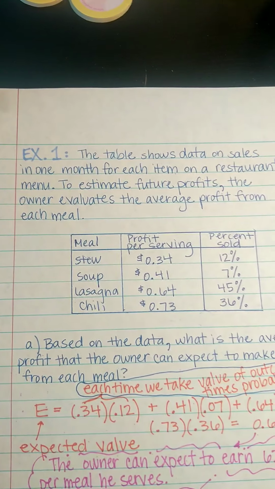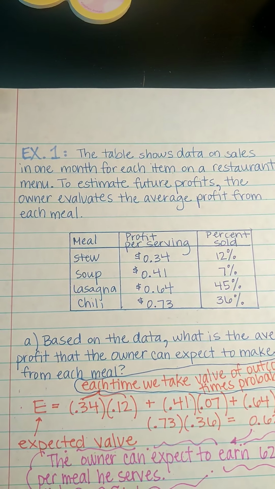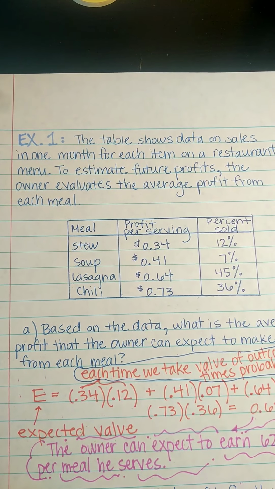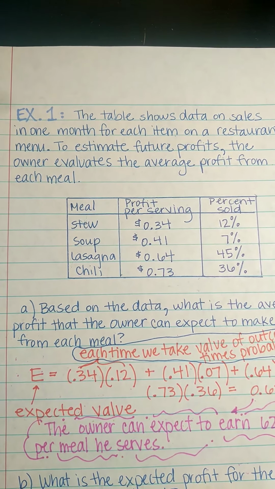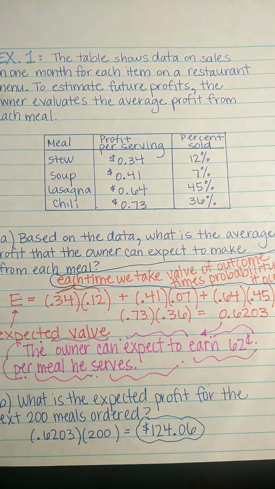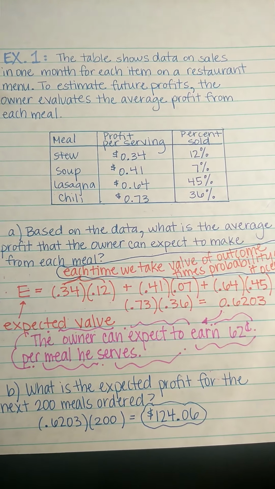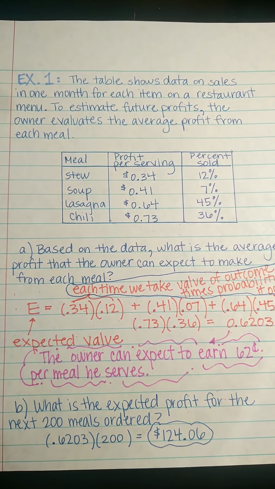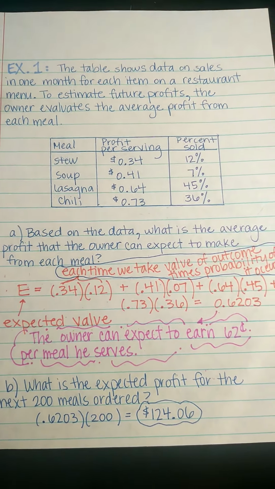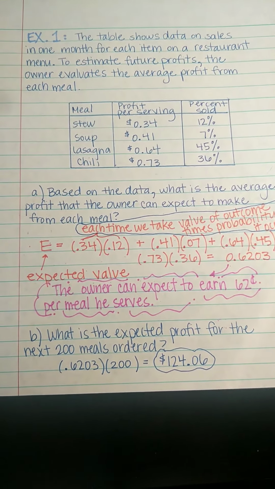The table shows data on sales in 1 month for each item on a restaurant menu. To estimate future profits, the owner evaluates the average profit from each meal. Okay, so this is his data. He says, okay, if I serve stew, I make 34-cent profit per serving. I sell stew 12% of the time. Soup is 41 cents, 7%, etc. So based on this data, what is the average profit that the owner can expect to make from each meal?